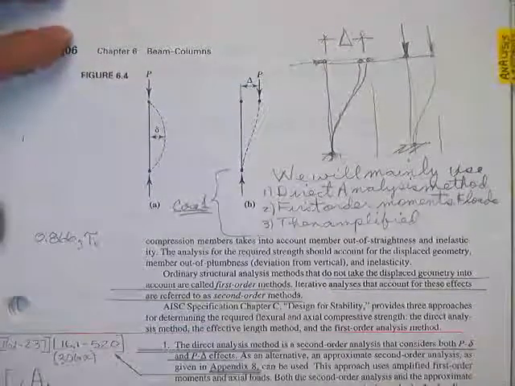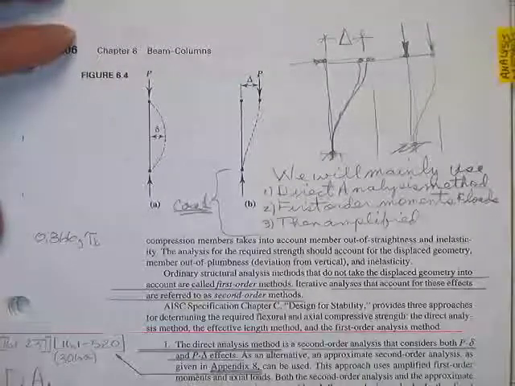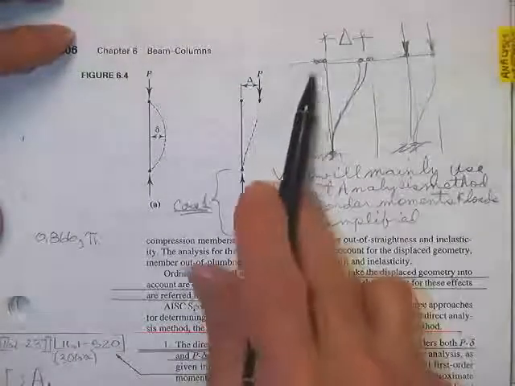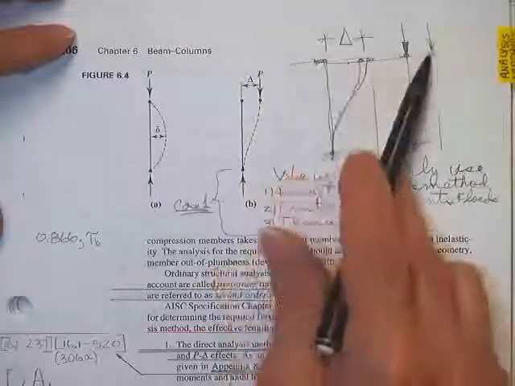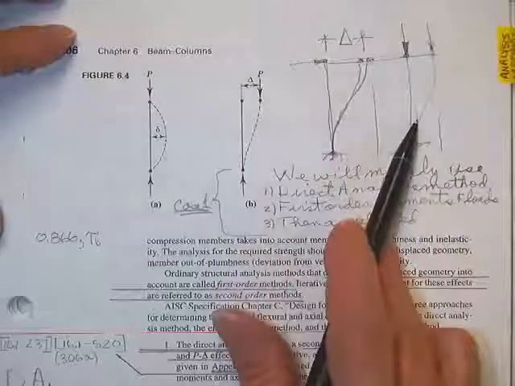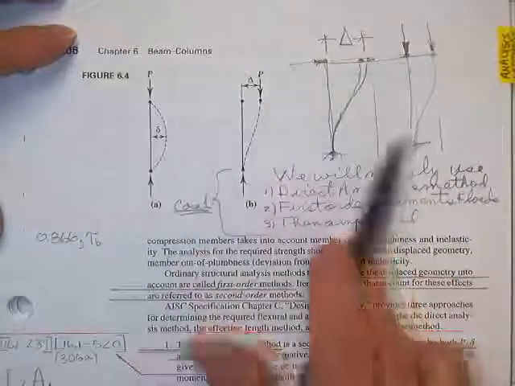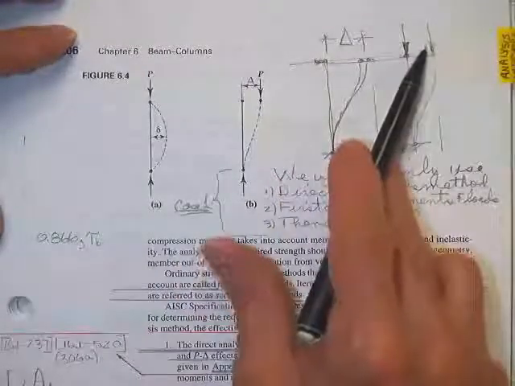Now, a lot of the computer programs today are set up to do that. Before they report to you, they find out that this load did indeed cause a deflection, and then they put the load on the deflected shape. First, they put it on the undeflected shape, then they put it on the deflected shape, and they run it again.